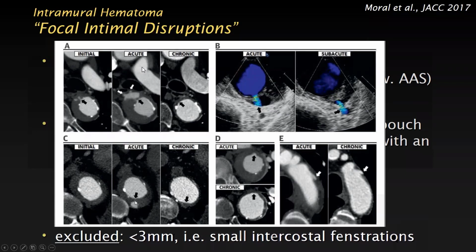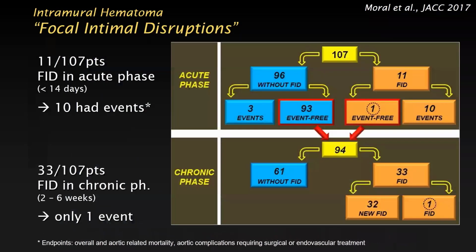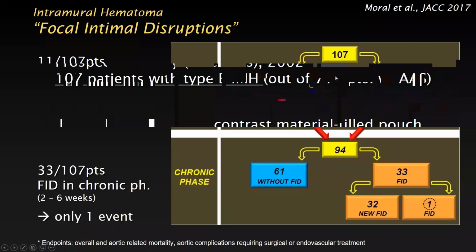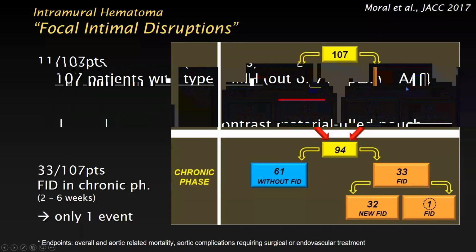Yeah, so you see these tiny little puddles here. There are some echo correlations as well. They were talking about those larger lesions that we had mentioned. What they found is that more than 10% of those patients had these focal intima disruptions, and almost all of them had events. So if you have a larger intima disruption, that's probably a bad sign. And if it happened in the later phase, it wasn't really a major issue.